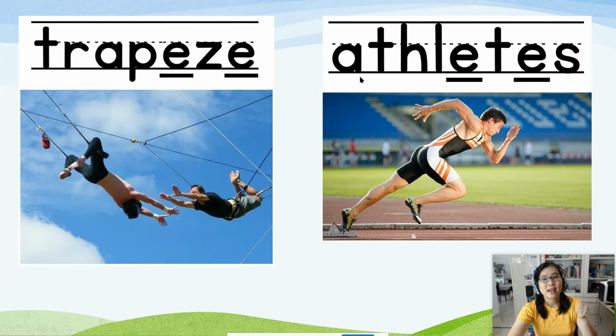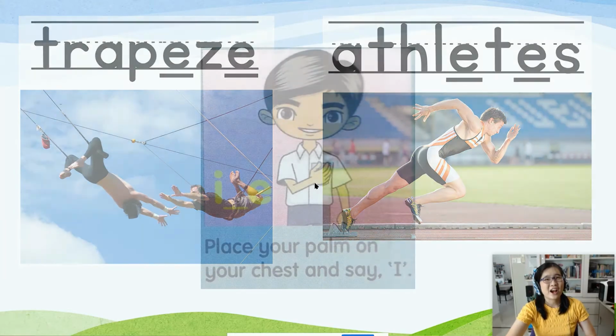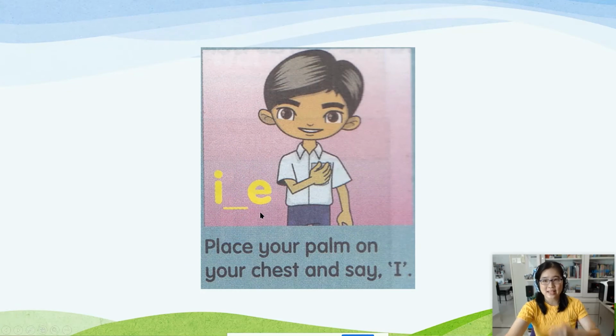At. And what about this one? Lit. And there's an S over here. Lits, athlete. It's a very long word, okay. All right, now let's look at I.